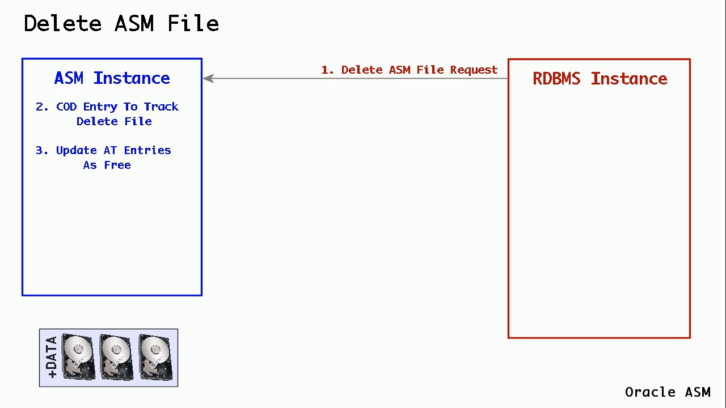ASM updates allocation table entries for this file as free. ASM releases file directory entries for this file. Finally, ASM removes alias directory entries for this file. Oracle managed files are automatically deleted when the files are no longer required. So, it is a very good idea to use Oracle managed files with automatic storage management.